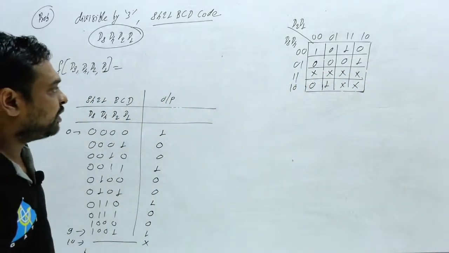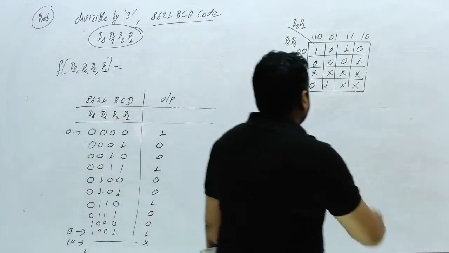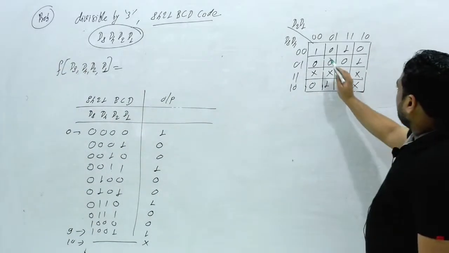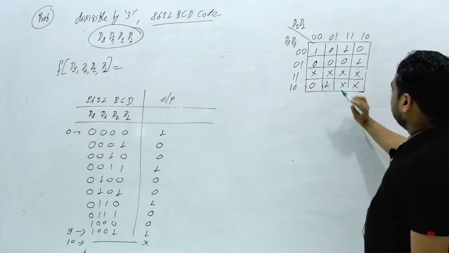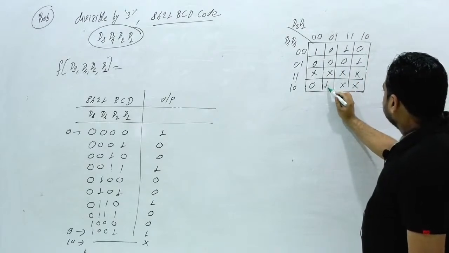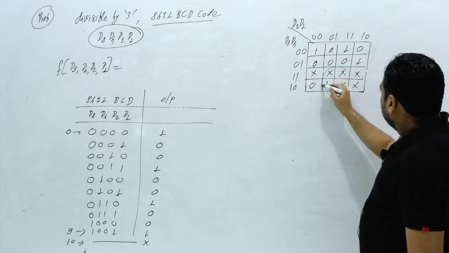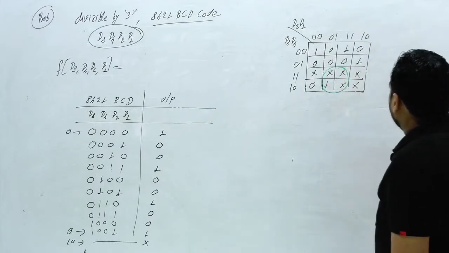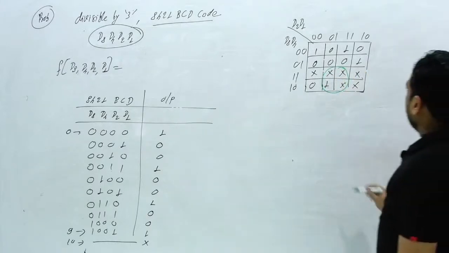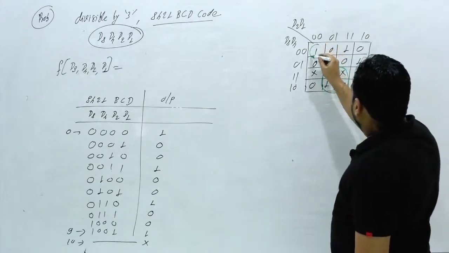Which group can you form from here? You will target how many number of 1s: 1, 2, 3 and this 4. If you will target this one, this group can be formed. Clear thing? If you will target this one, this is a single one.